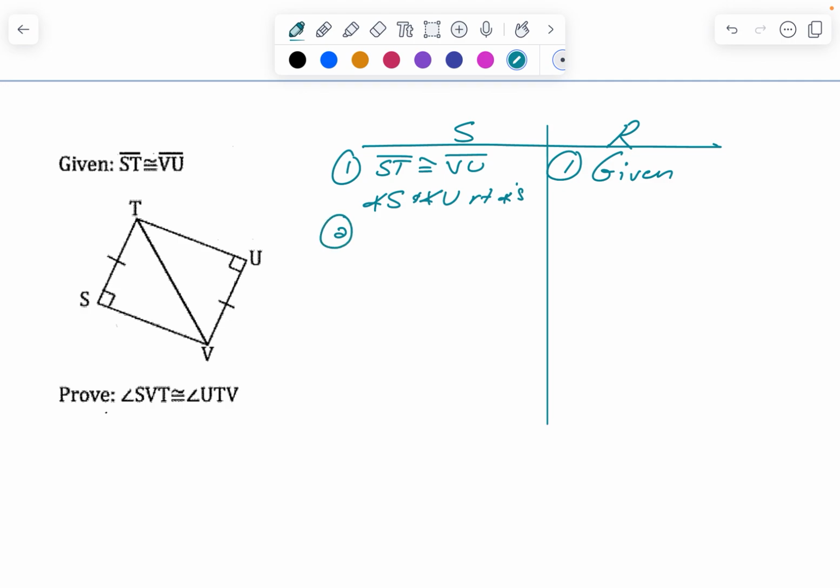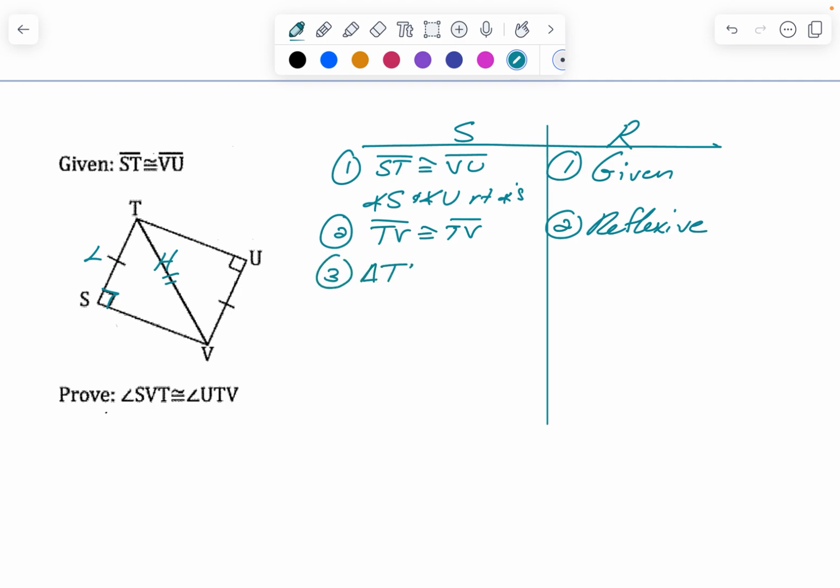All right, so I'm going to talk about this, right? Let's say TV congruent to TV, reflexive. And so we have right angles. There is no ASS, right? That's not one. But with the right angles, we do have hypotenuse leg. This is the hypotenuse. This is a leg. Here's our right angle.